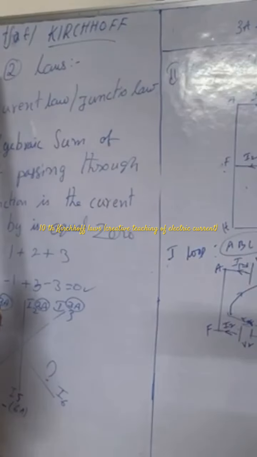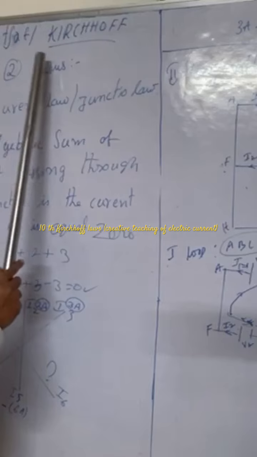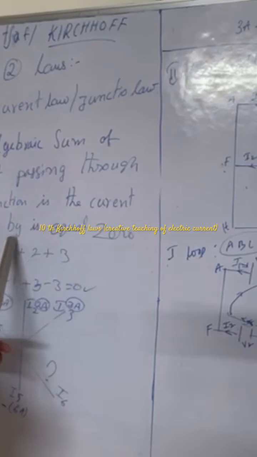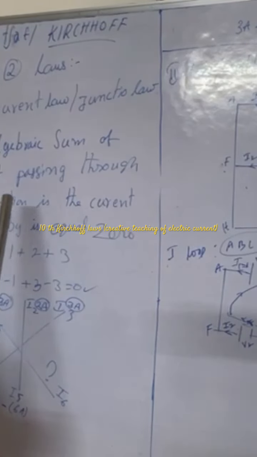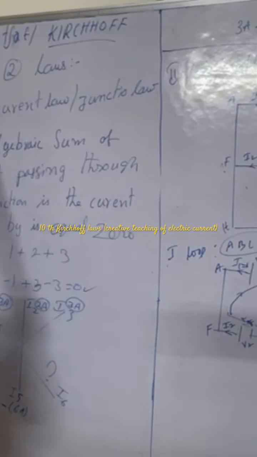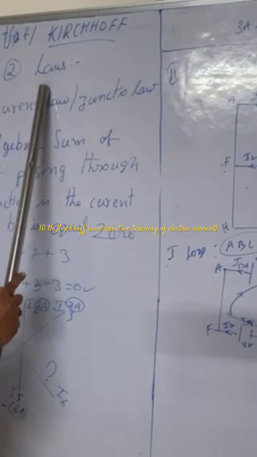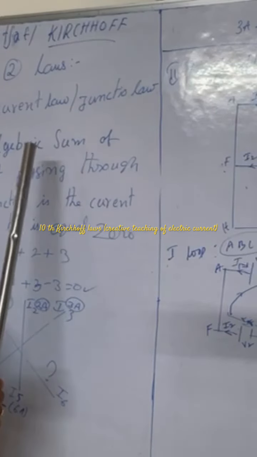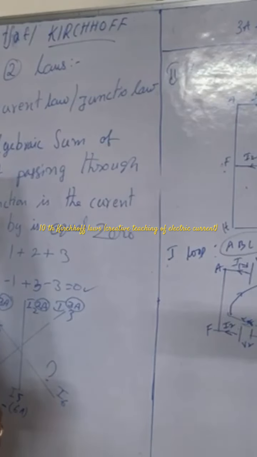10th Kirchhoff's laws, creative teaching of electric current. Chief in the electrical lesson. These are the two laws invented by Kirchhoff sir. That's why there are two laws: first law and second law. The first law is called the junction law. The second law is called the loop law.